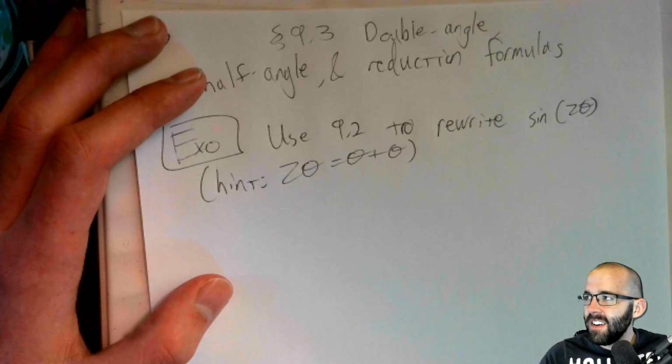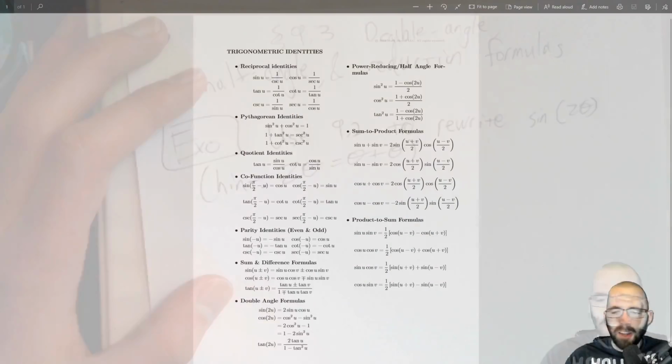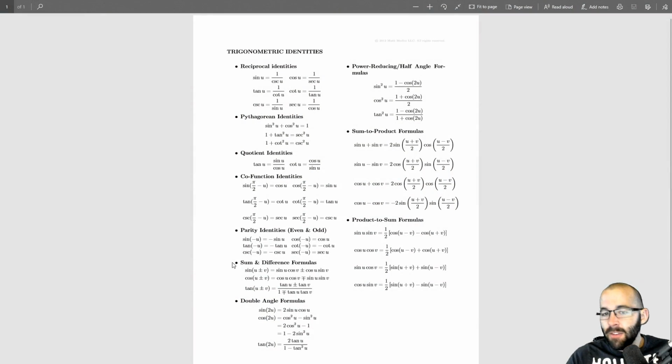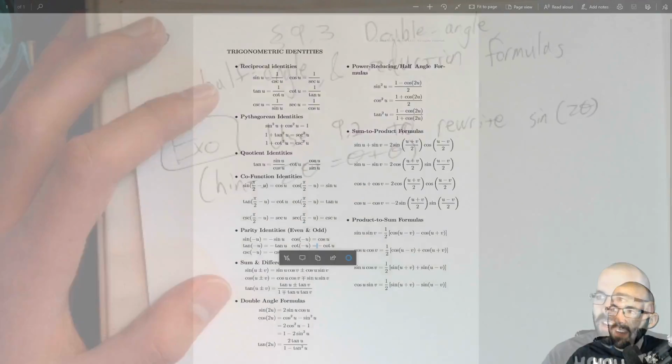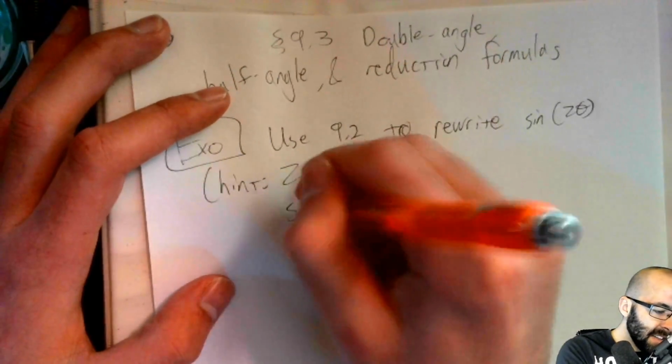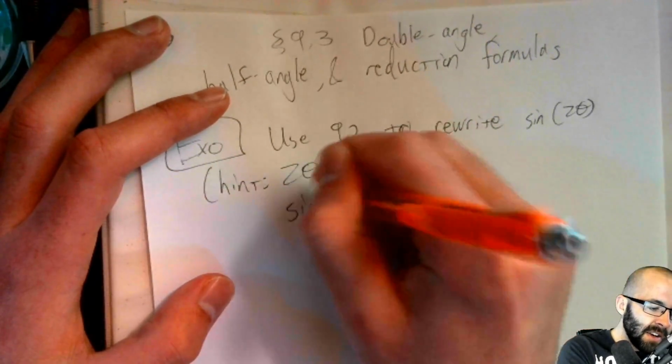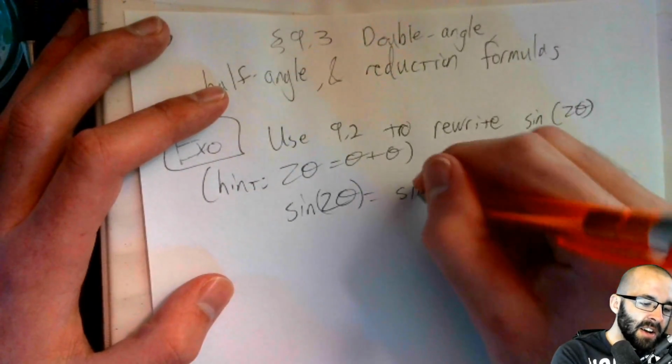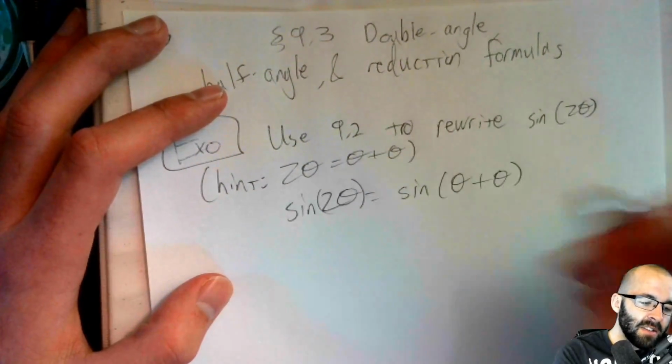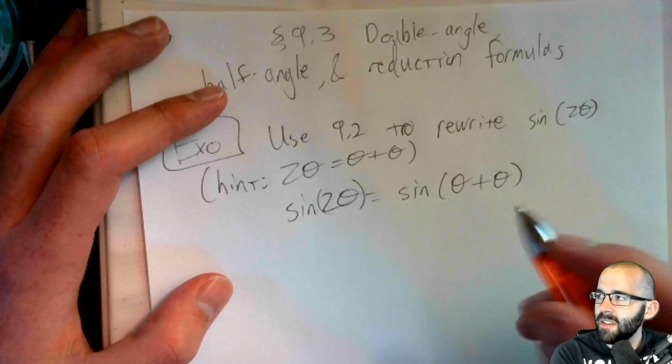Okay? So we just go back and do some review. We say, okay, what was 9.2? And you may have written on your sheet, 9.2 is sum and difference formulas. All right? So we need to use the angle sum formula for sine. Plus on the top means plus on the top. So sine of 2 theta, we're going to use this: sine of the first, cosine of the second, plus cosine of the first, sine of the second. So sine of 2 theta, we're going to use our hint, right? That's equal to sine of theta plus theta, right? 1 theta plus another theta is just 2 of them.